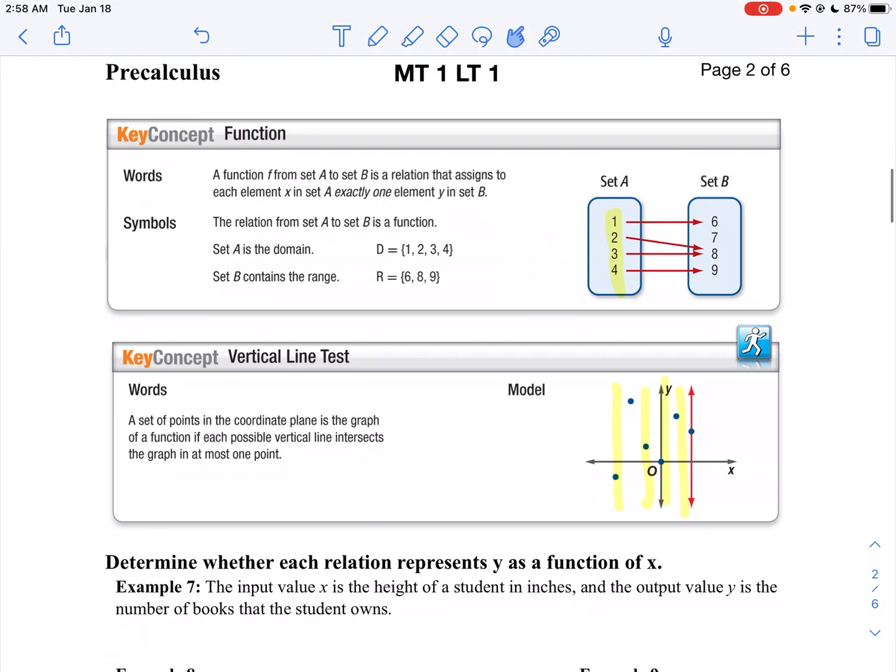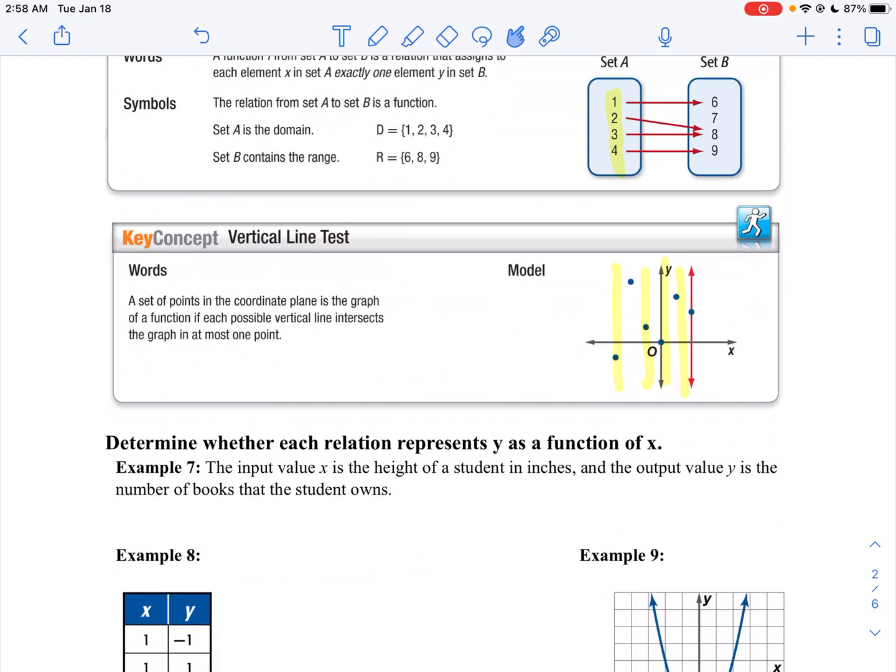Now let's take a look at an application on example 7. It says, the input value x is the height of students in inches. And the output value of y is the number of books that the student owns. So now the question is, can you have a student who has the same height to own different books? And I would say yes, because I could have a student who's, both of them are like 5 feet tall, so they're both 60 inches tall. And one person owns 7 books and one person owns 8 books. So I would say no, this is not a function because it's not predictable.